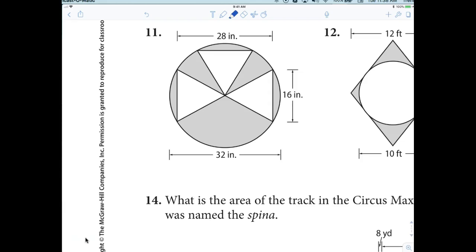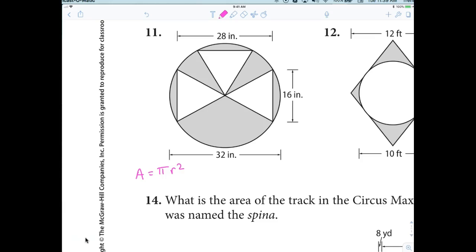All right, so anytime you want to find the shaded region, you have to take the area of the large shape and subtract the area of the smaller shape. Is everybody okay with this? So the big area is the circle, correct? So it's going to be A equals pi r squared. Now the question is, are the triangles all the same? Do they look the same? Yeah, I think they look the same.